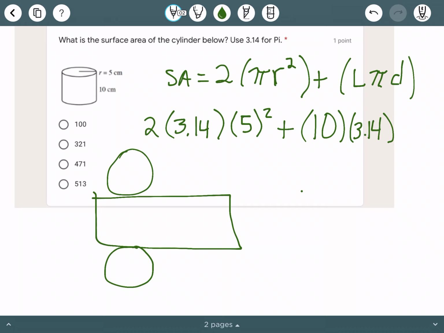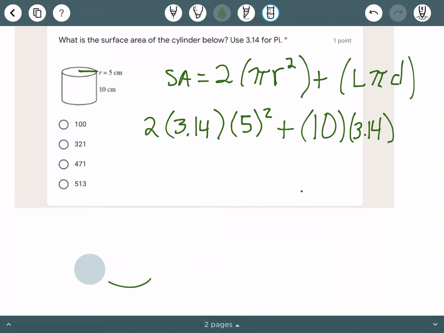And then D is the diameter, so we need to be a little bit careful here. They gave us the radius, which is 5. Now the diameter goes all the way across the circle, so the diameter would be 2 times the radius. So 2 times 5 would give me 10 for the diameter. Once you get that, you can go ahead and plug it into your calculator and it'll give you the answer.